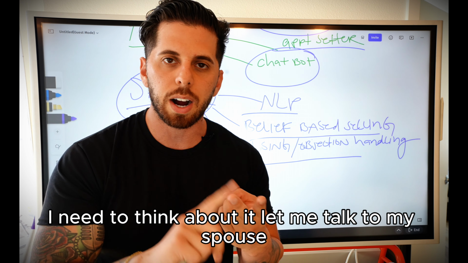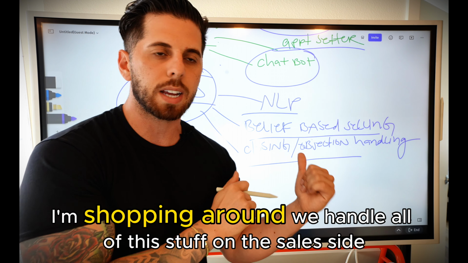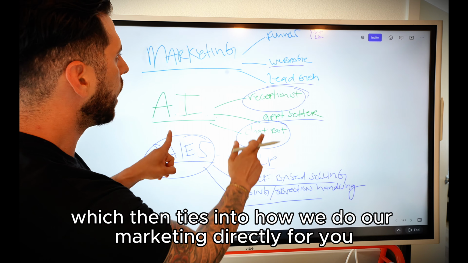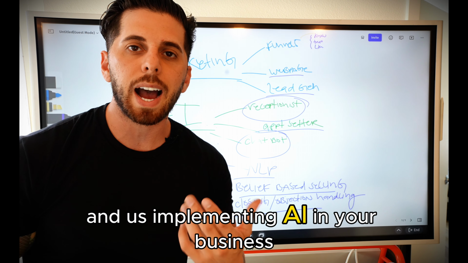I need to think about it. Let me talk to my spouse. This is too expensive. I'm shopping around. We handle all of this stuff on the sales side, which then ties into how we do our marketing directly for you, and us implementing AI in your business.